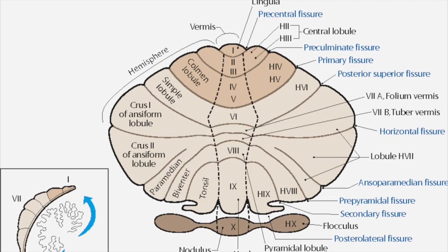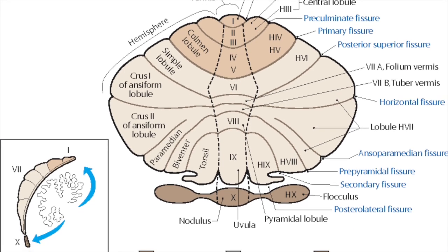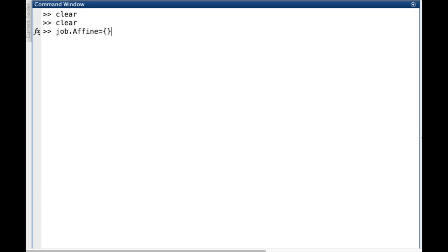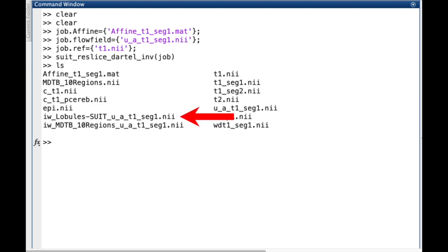Calculating the lobular volume still is a common practice, and I constantly get questions regarding this type of analysis. For this reason, I made this even easier for the user. If the function SUIT_reslice_dartel_inv is called with the field resample empty, the function will automatically return the SUIT lobular atlas in the native space of your subject. Then we can use the function SUIT_vol to retrieve the volume of each lobule.